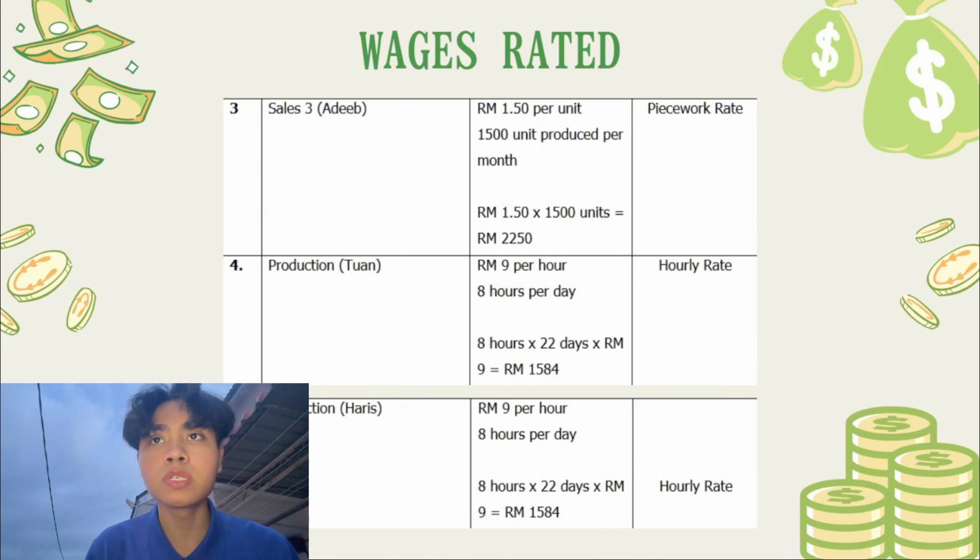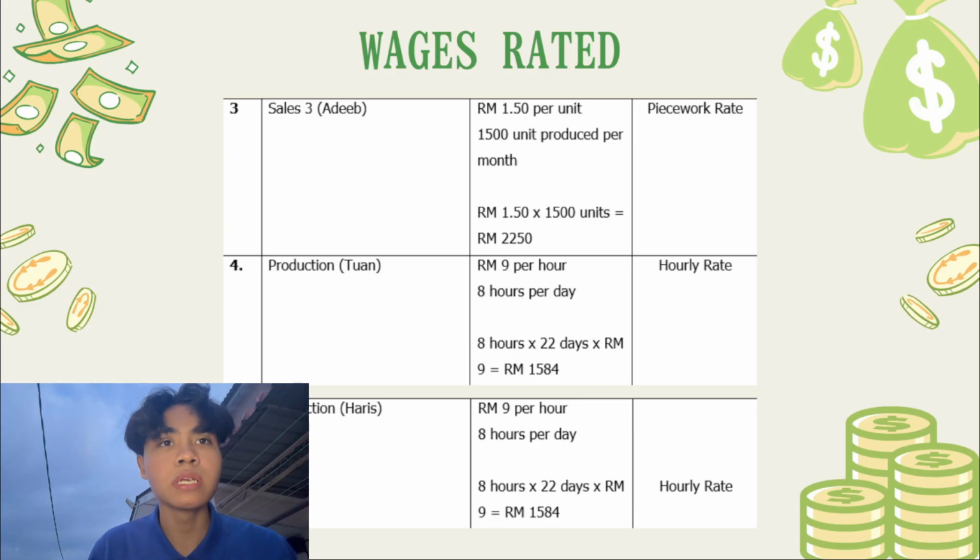So we continue to Tuan, which is production. For cost directness, 9 ringgit per hour for 8 hours per day. For calculation, Tuan is 8 hours times 22 days times 9 ringgit, which is equal to 1,584 ringgit. For wage rate, Tuan is hourly rate.